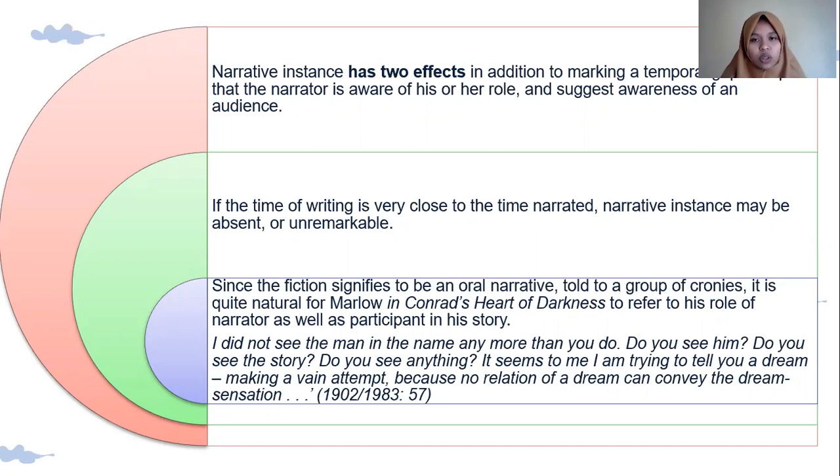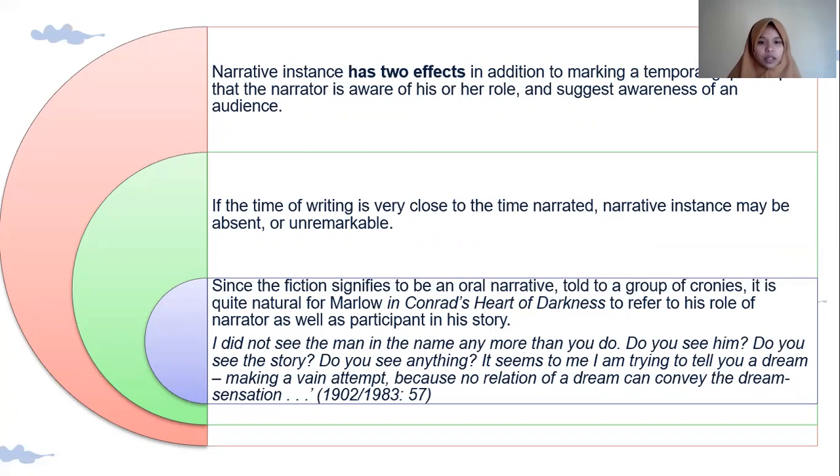Narrative instance has two effects. In addition to marking a temporal gap, it implies that the author is aware of his or her role and suggests awareness of an audience. If the time of writing is very close to the time narrated, the narrative instance may be absent or unremarkable. So if the time of writing is very close to the time narrated, like 1 day ago or 2 days ago, the narrative instance may not exist, or it may be absent or unremarkable.